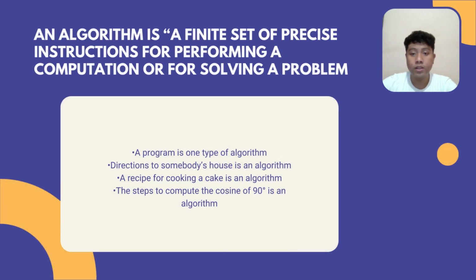An algorithm is a finite set of precise instructions for performing a computation or for solving a problem. A program is one type of algorithm. Directions to somebody's house is an algorithm. A recipe for cooking a cake is an algorithm. The steps to compute the cosine of 90 degrees is an algorithm.